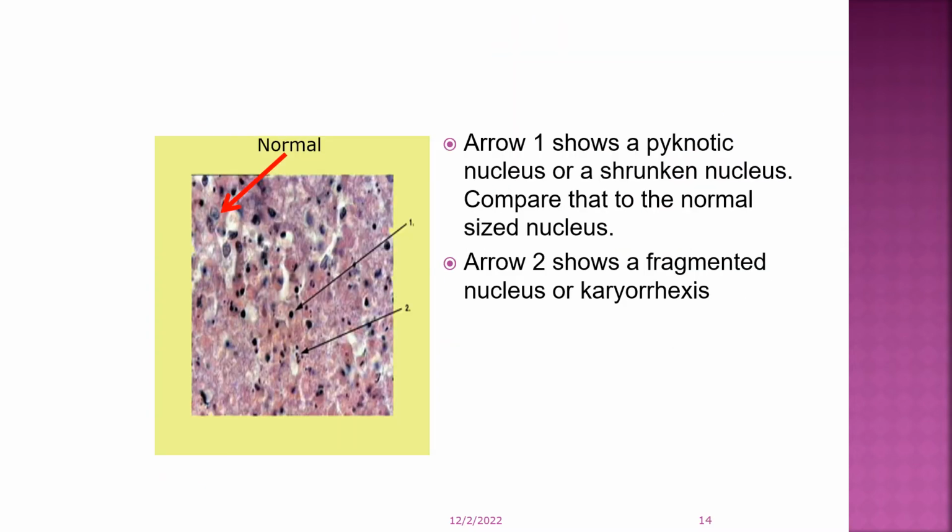This picture shows the nuclear feature of pycnosis. You can compare the normal size of the nucleus with this shrunken nuclei that has undergone pycnosis. Okay, so this area are the necrotic area, and these are the remnants of the normal tissue.